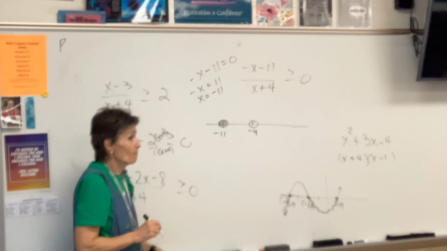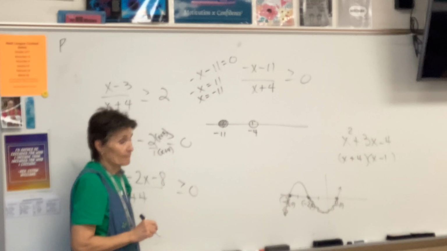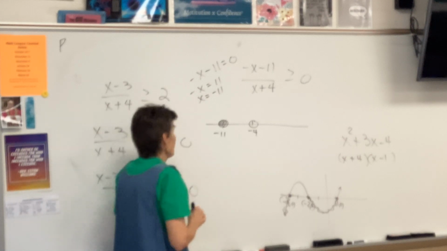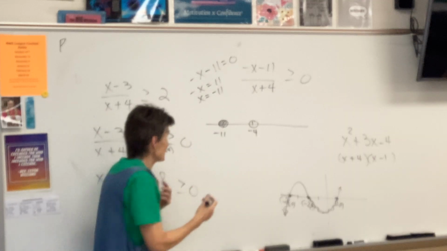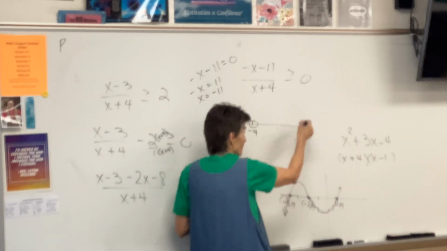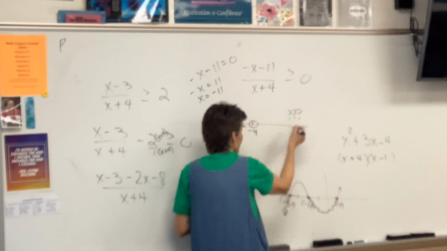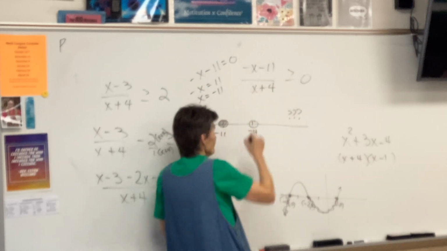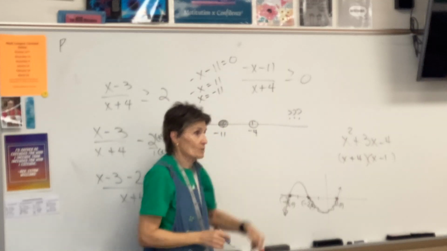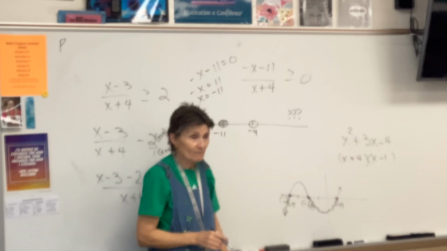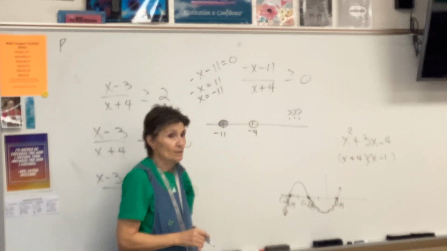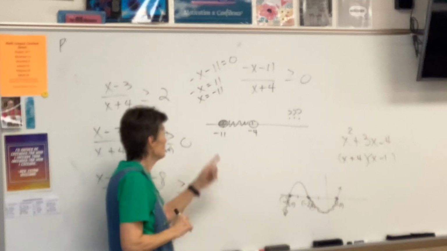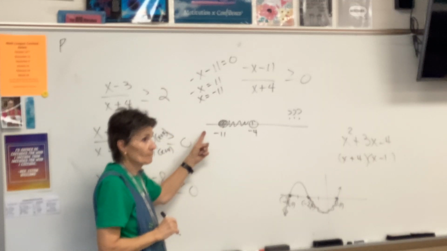Now I gotta shade somewhere. How am I gonna figure this out? Plug in. I'm gonna plug in 0. 0 is the easiest number for me. 0's out here. So I am trying to figure out, am I gonna shade out here or not? So if I put in 0, I get negative 11 fourths. Is negative 11 fourths bigger than 0? Nope. So I'm not shading there. I am shading here. I'm not shading there.